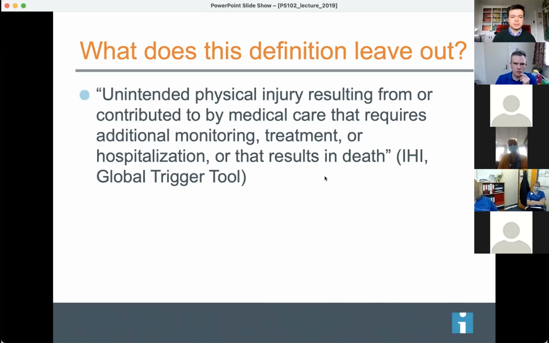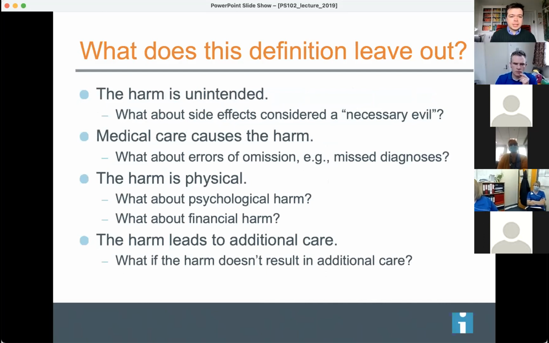Harm is preventable. So what other things might we want to consider in this definition? What if the harm is actually intended, or unintended? And what about omissions and misdiagnoses, things that would never end up in harm themselves, but through a series of problems such as missing this and missing that, the harm has occurred. We talked about different types of harm, not just physical, and what if the harm doesn't result in additional care? So harm that kind of goes by the way, where we can just get by and don't need to correct anything at all. That's still harm.